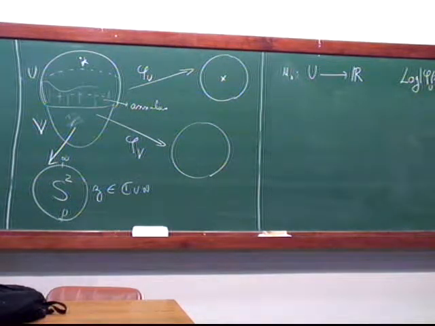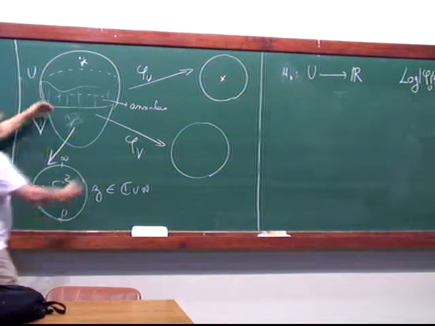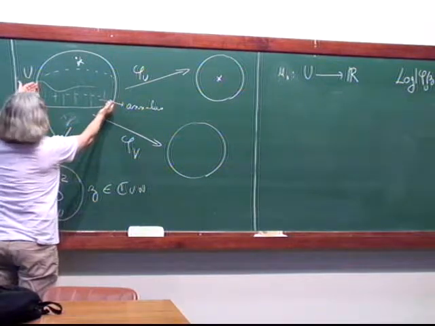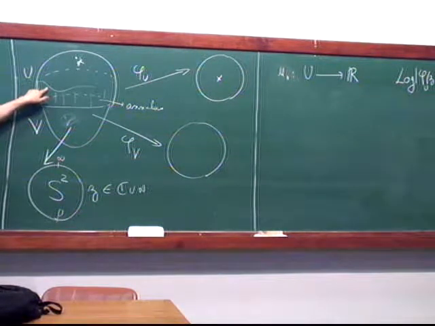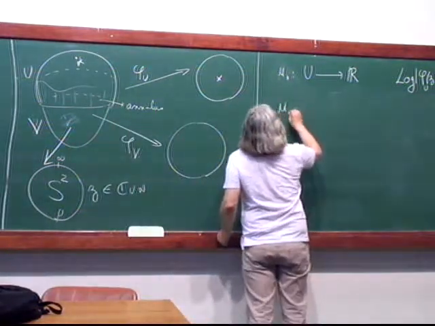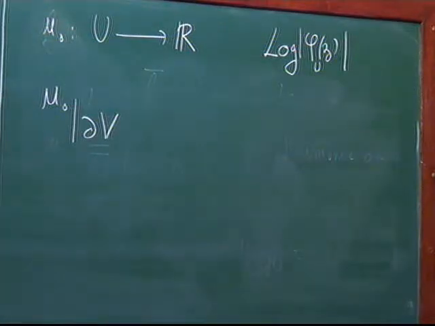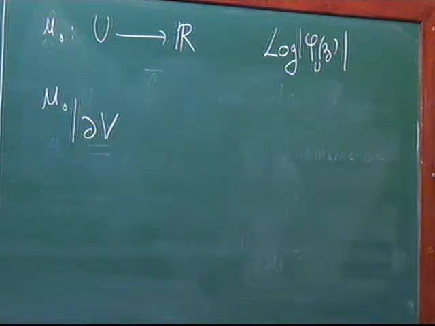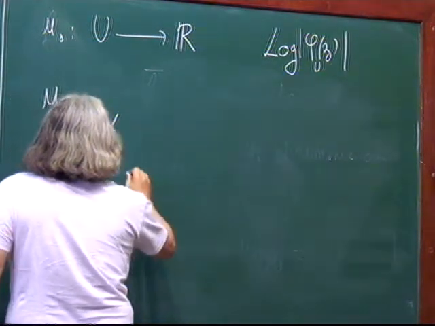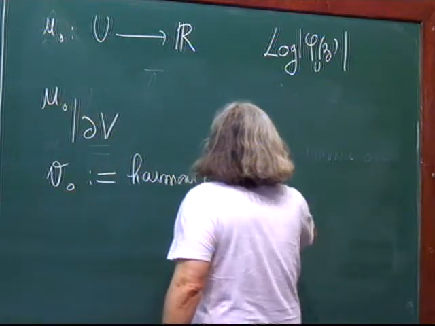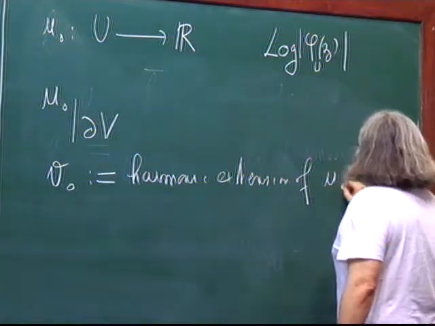Then I look at V. On V, I have a function U0 which is not defined everywhere, but which is defined in the annulus. So I can restrict U0 to the boundary of V. This is a continuous function on the boundary of V. Therefore, I can extend it harmonically inside V. I define V0, by definition, as the harmonic extension of U0 restricted to the boundary of V.